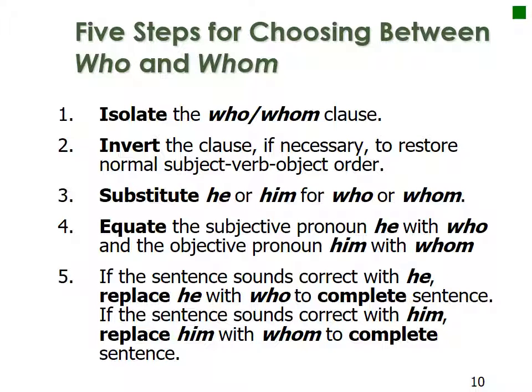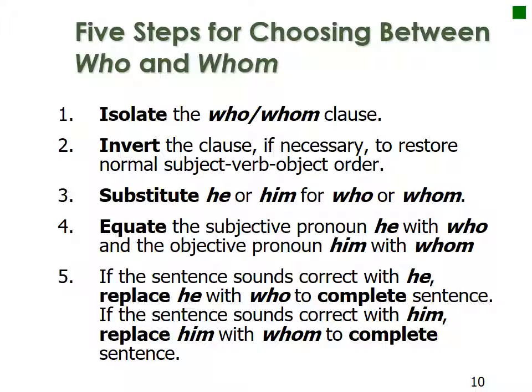When you're choosing between who and whom, which is a common one that causes problems for some grammar specialists, you want to be sure that you follow the five steps. Isolate the who or whom clause. In other words, take it out of the sentence so you're only looking at it. Invert the clause if necessary to restore normal subject verb object order. Substitute he or him for who or whom, and that will help you to determine which one to use.